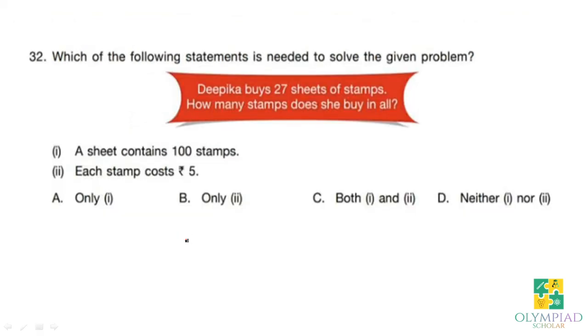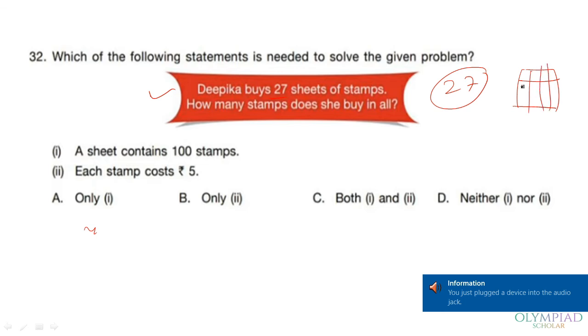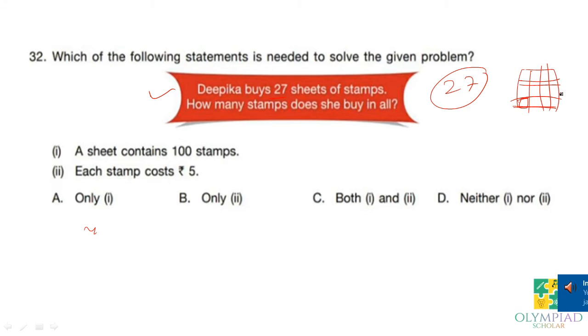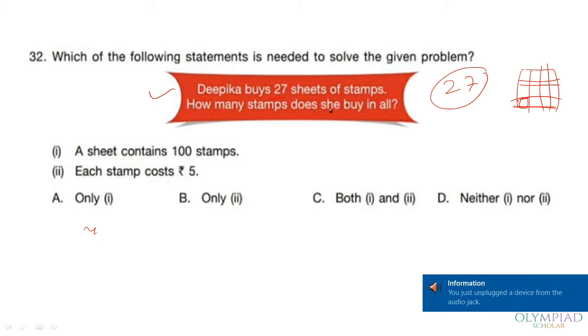Which of the following statements is needed to solve the given problem? First we will check the problem. The problem is Deepika buys 27 sheets of stamps. Stamp sheets means there is a sheet of stamps and there are so many stamps on it. So this is one sheet of stamps, and there are 27 sheets of stamp papers like this.